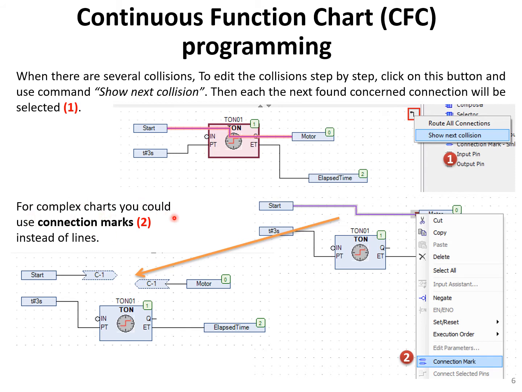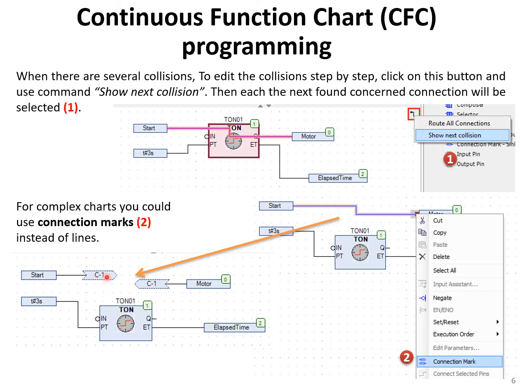For complex charts, you could use connection marks instead of lines. So you could right click, for example, on this line if there is any collision. Even if there is no collision, you could use this method, okay? It's up to you. But usually when there is a complex program and lots of collisions and it's hard to clear those collisions, it's good to use this method. So you basically right click on the line and you choose connection mark. Once you do so, the program automatically will put these connection marks.